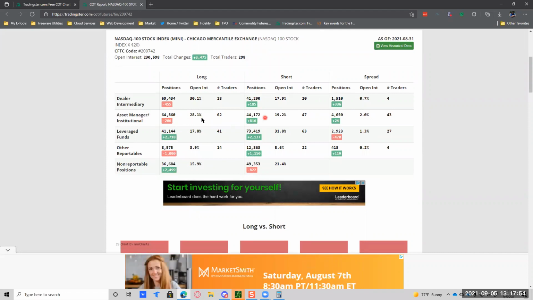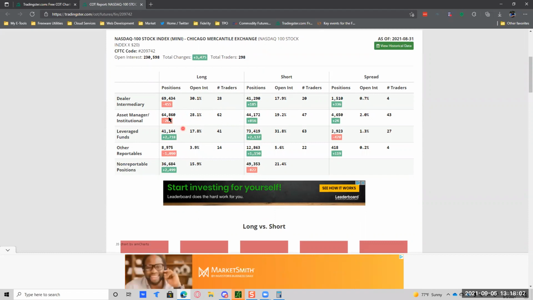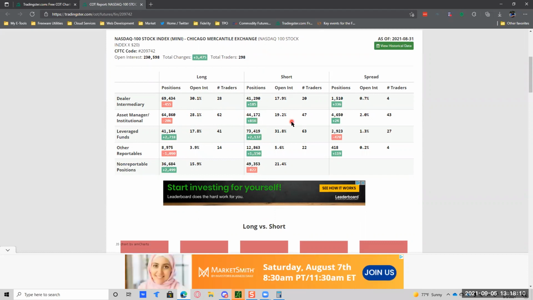Asset managers are still net long, but not as much as they were. They increased their hedge and they decreased their long. So they basically increased their hedge by 1,000 contracts. This shows that they're looking at a little bit of slowdown or a little bit of risk in the Nasdaq, and they wanted to make sure that they didn't feel that pain as bad.